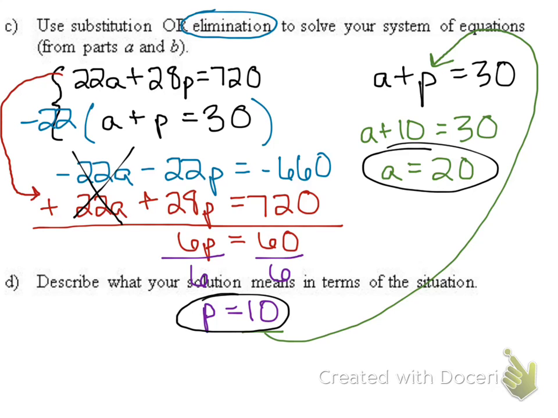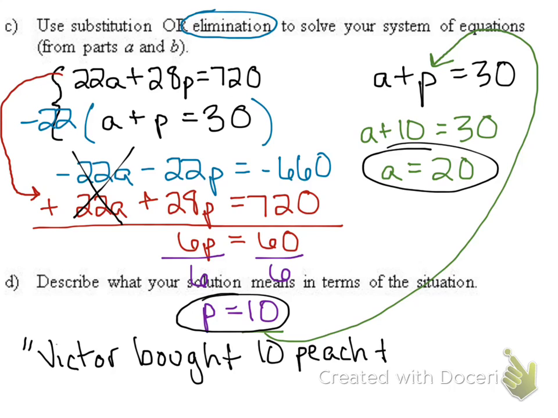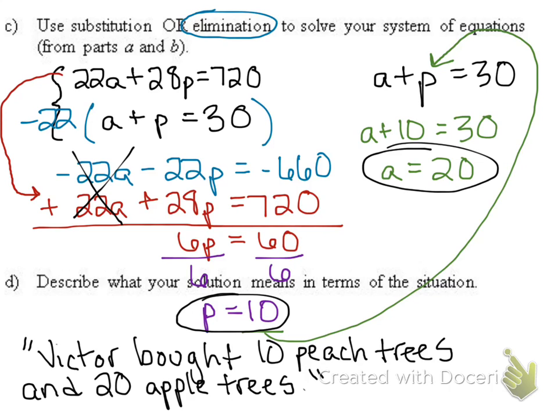So for letter D, where we have to describe what the solution means in terms of the situation, we just have to attach units to our numbers. So I'm going to say that Victor bought 10 peach trees and 20 apple trees.